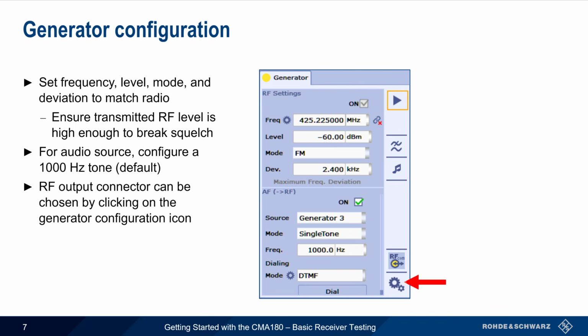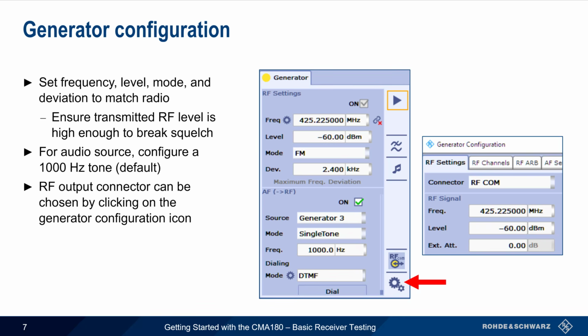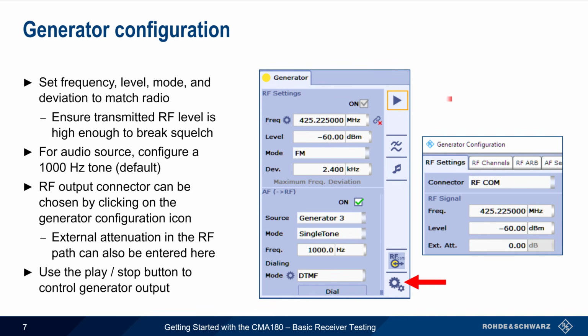Clicking on the configuration icon allows you to select the output RF connector, as well as to enter any external attenuation in the signal path, for example, any cable or connector losses. To start and stop the generator output, use the Play/Stop button at the top of the generator pane.